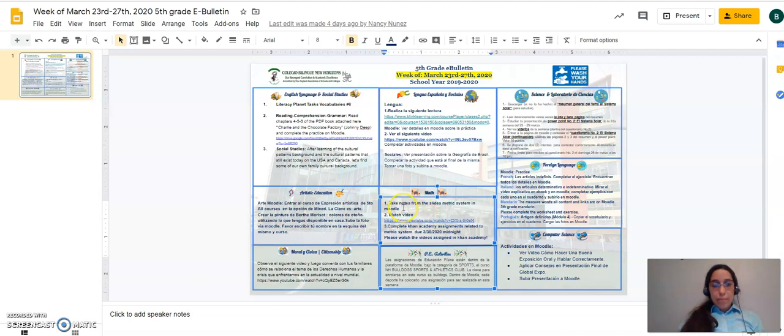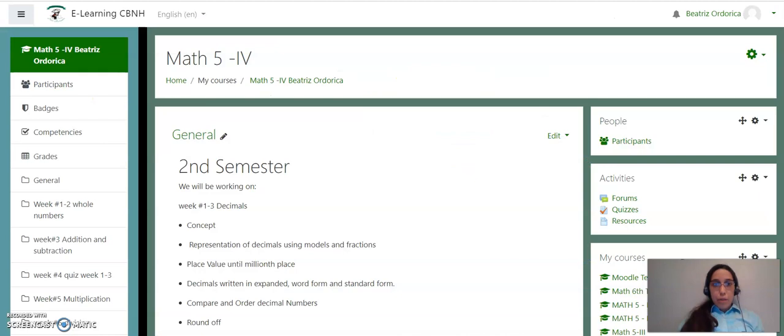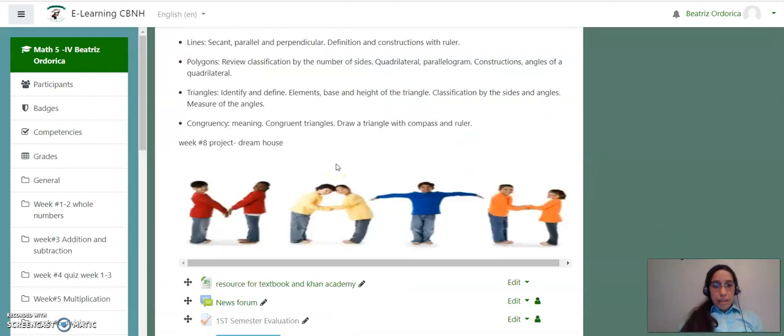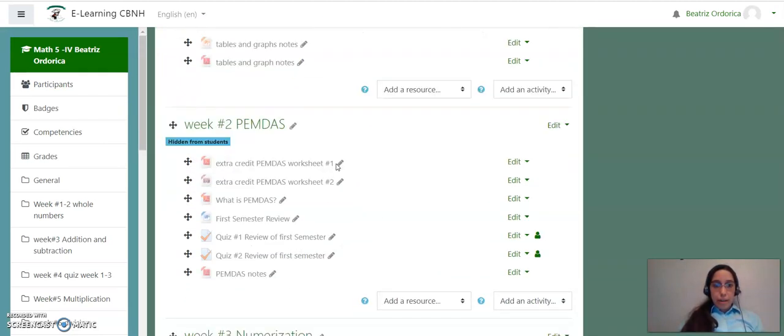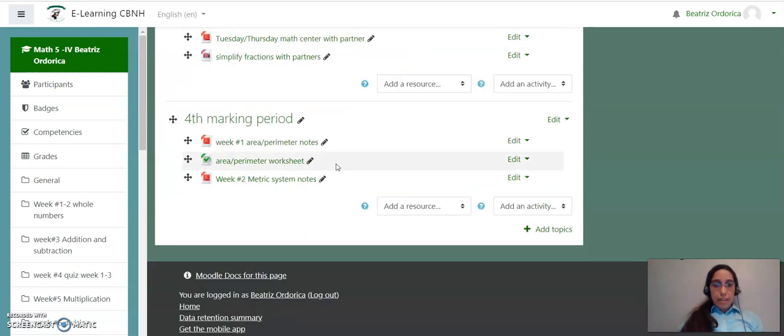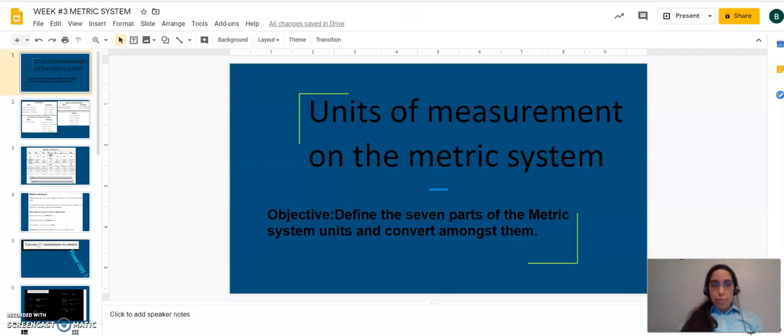In the metric system, make sure you take your notes. You know where to find them. You go to Moodle and you go all the way to the bottom where you will find the fourth marking period. We have area and perimeter notes from last week, and down here you'll find the metric system notes. So make sure to take those notes in your notebook. It's going to look like this.